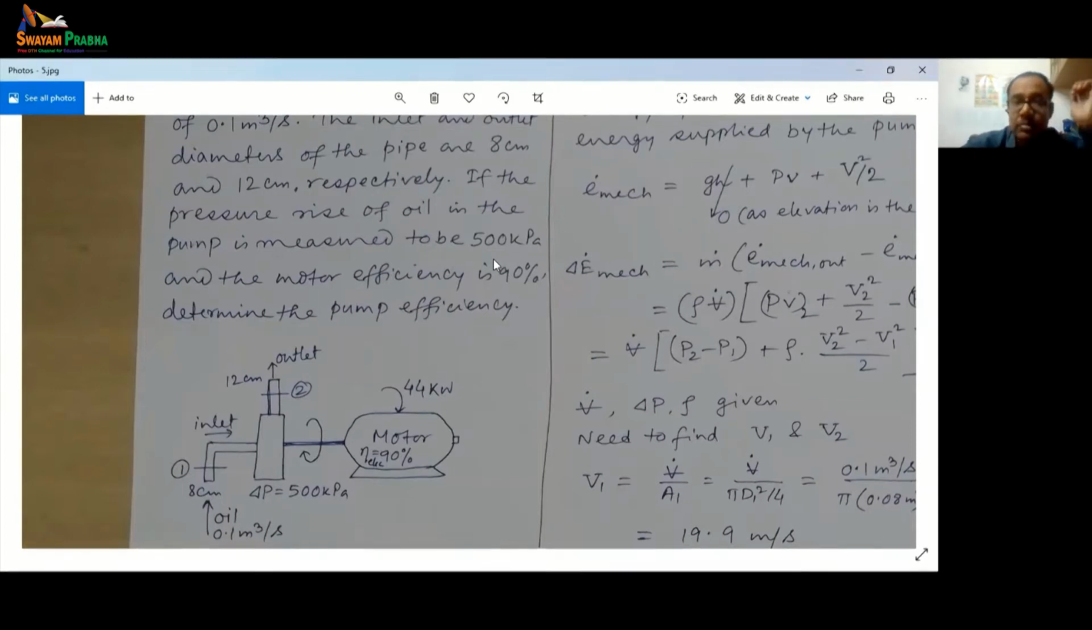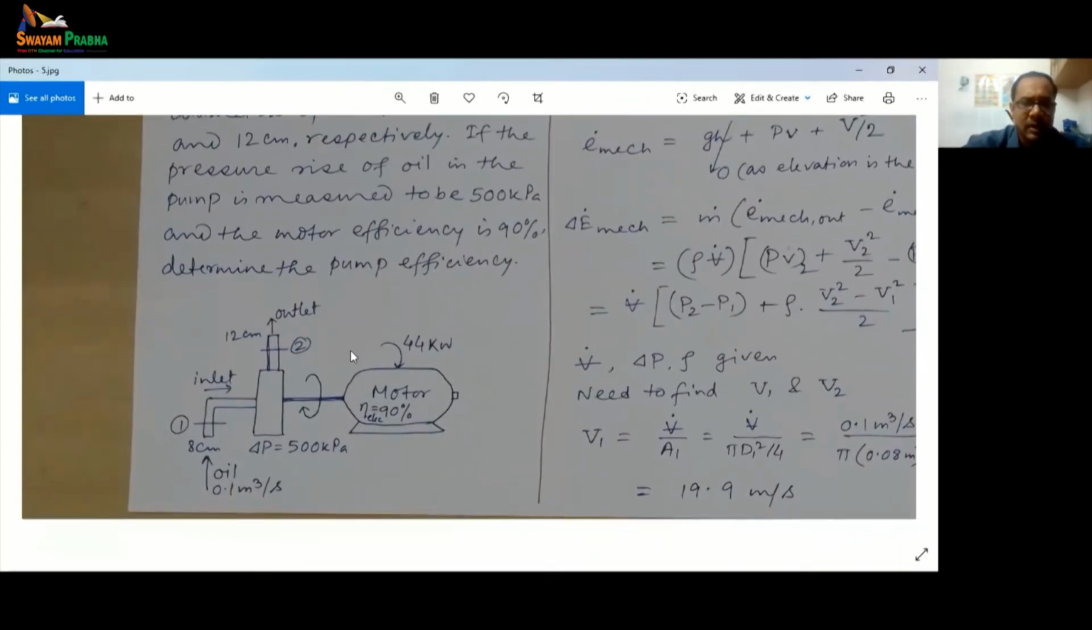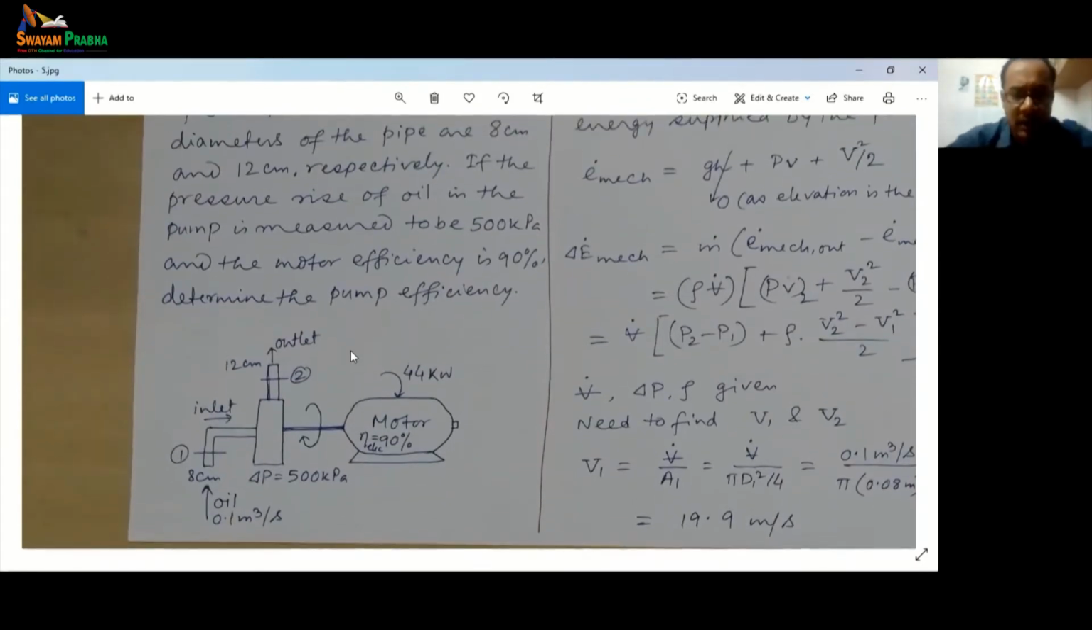The objective of using a pump is to raise the pressure, right? So that's the given quantity here. The pressure rise is 500 kilopascal, and the pump is run by a motor, an electric motor.